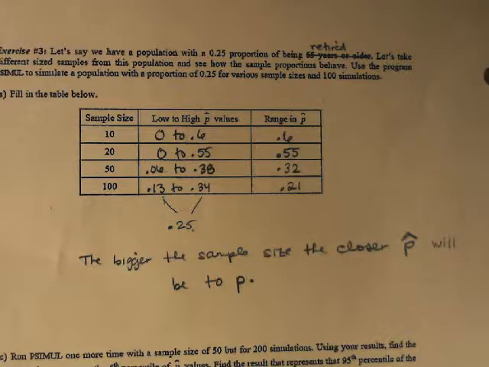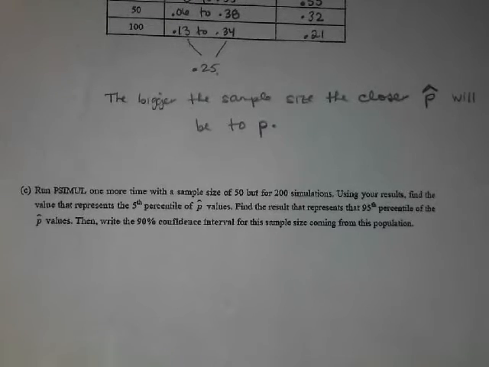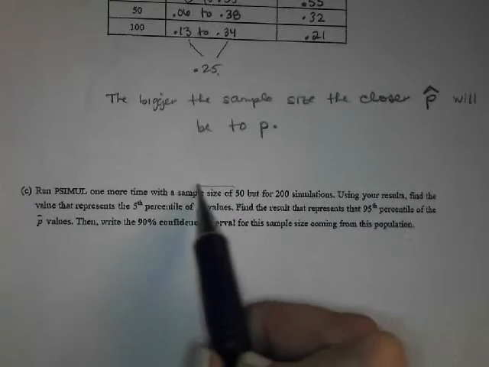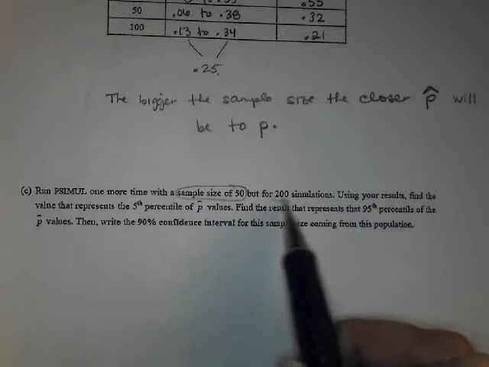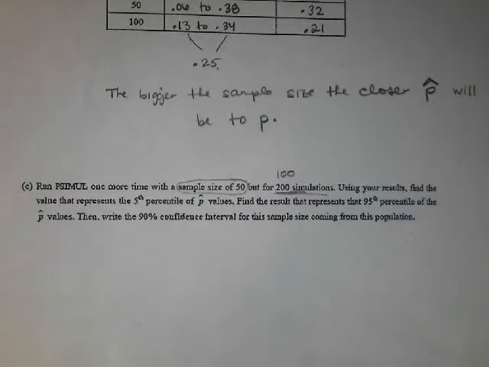Okay? And then the next part says to run it one more time, but I'm going to use the sample size of 50, but I'm going to increase my number of simulations to 200. Now, do I want to do this? I'm going to do it for 100 first. I'm going to go back to that sample size of 50 for 100 simulations.